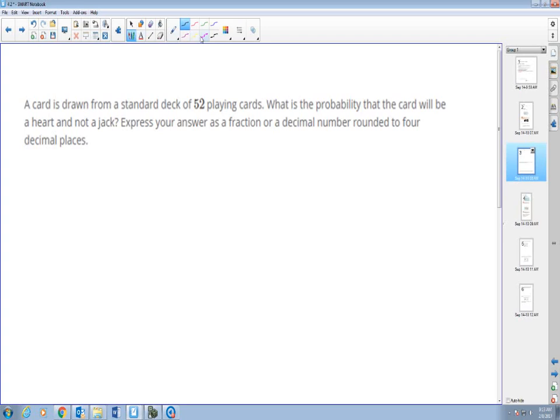A card is drawn. So this is drawing one card again from a standard deck of 52 playing cards. What is the probability that the card will be a heart but not a jack? What is the probability of a heart and not a jack?